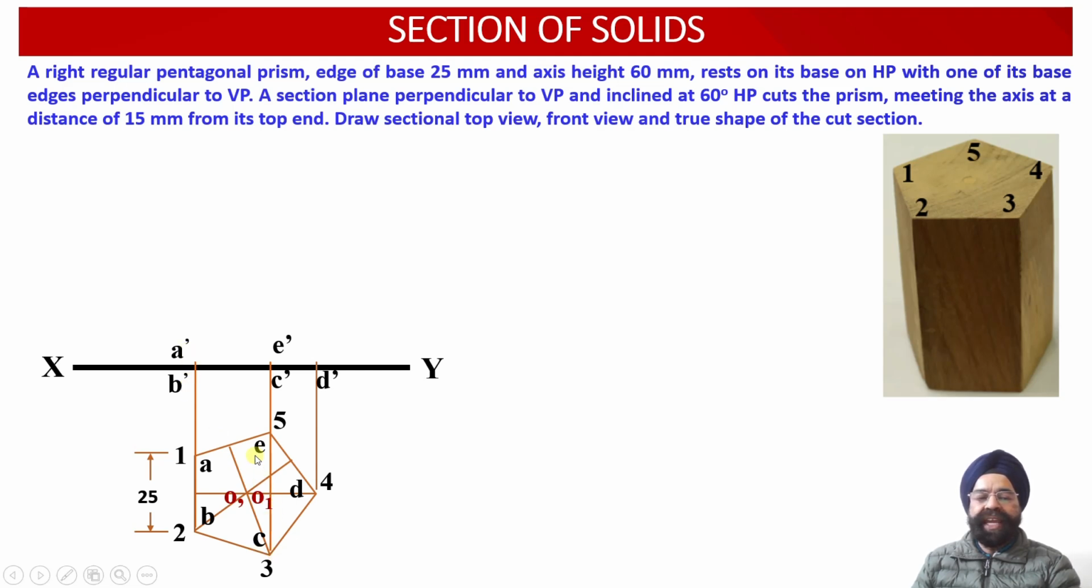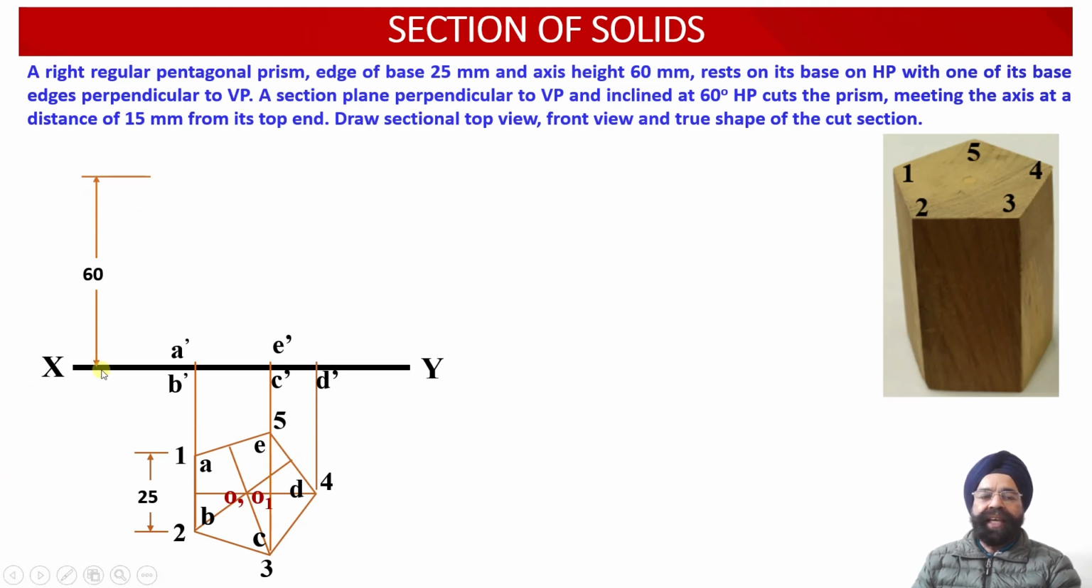Points C and E will be projected as points C dash and E dash onto the XY reference line, and point D will be projected onto the XY reference line as point D dash over here. So these 5 points in the front view projections have been obtained onto the XY reference line, since these 5 points correspond to the base of this pentagonal prism.